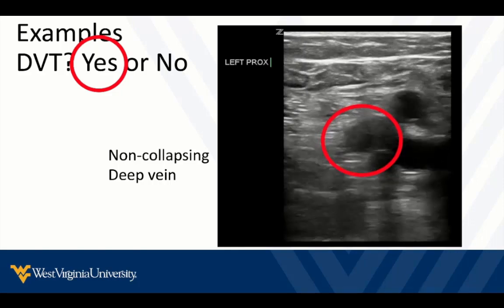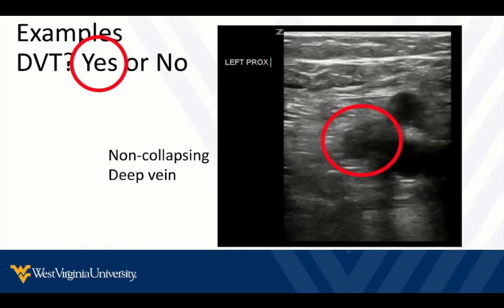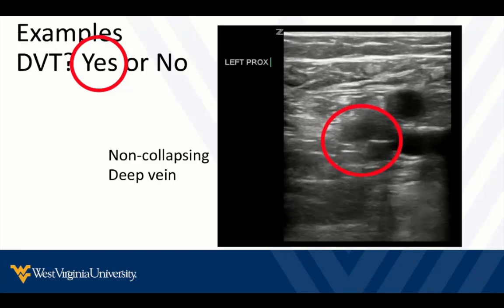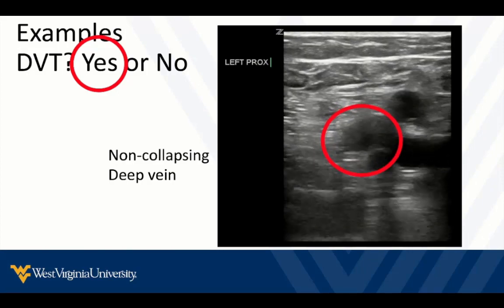So this is a DVT. We have a non-collapsing deep vein. We like to follow these up and down to see what the extent is. But once you find this, you have a pretty good diagnosis. You don't always see the clot within the vein, depending on how long it's been there.